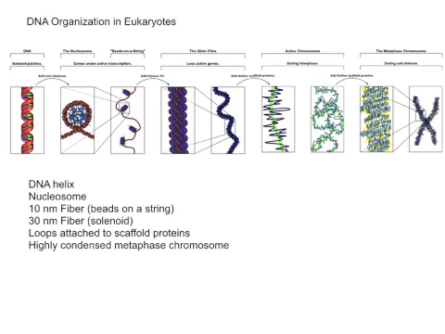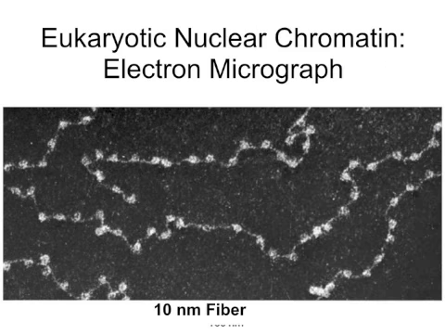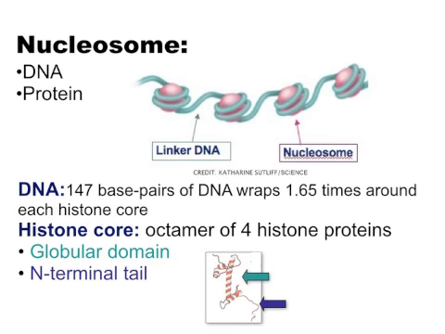This DNA can be looped and joined to scaffold proteins in eukaryotic chromosomes. And this looped DNA can be wound even tighter to form highly condensed metaphase chromosomes. This is an electron micrograph of eukaryotic nuclear chromatin that shows the 10 nanometer fiber, beads on a string. So let's talk about this beads on a string.